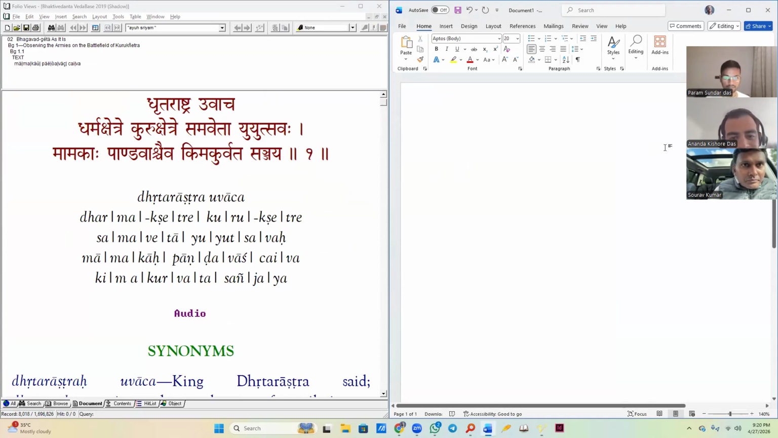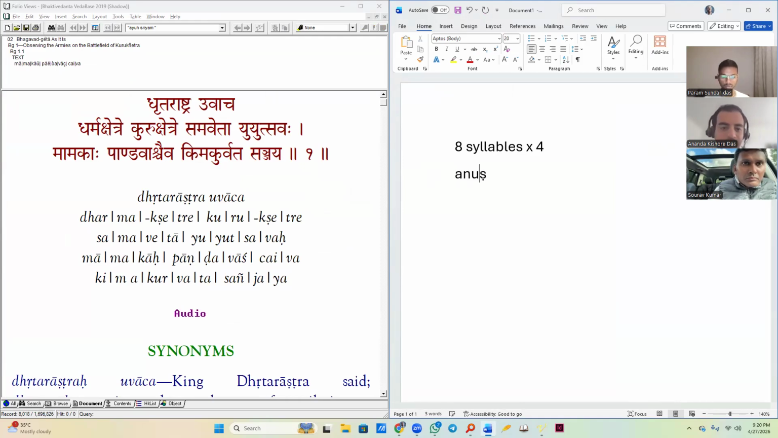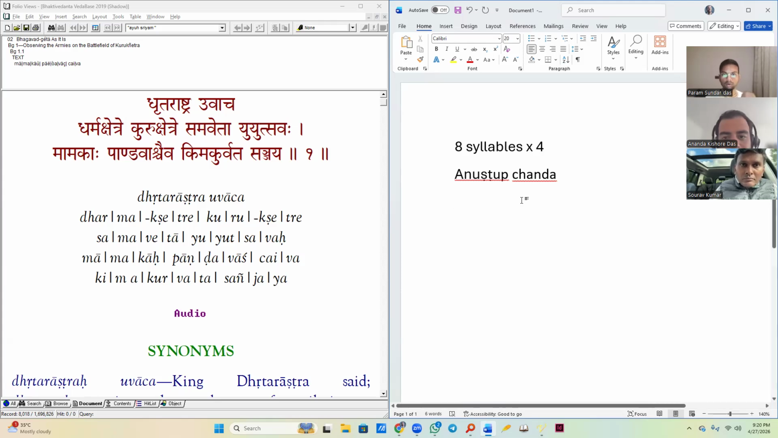So we have 8 syllables in each of these lines. This meter, this chanda, is called Anushtup meter, or Anushtup chanda, which has 8 syllables in each line. The interesting part about this Anushtup chanda is that out of the 8 syllables in each line, the first 4 can be anything. They can be either Laghu or Guru. There's no fixed pattern for them.